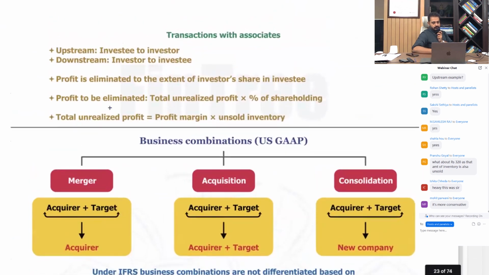This is your elimination of profit. How do you do elimination of profit? Unrealized profit into percent of shareholding. How do you get unrealized profit? Profit margin into unsold inventory. Right? So same thing that we just did. Just multiply those three numbers, you're okay.